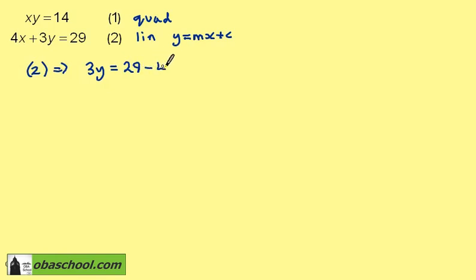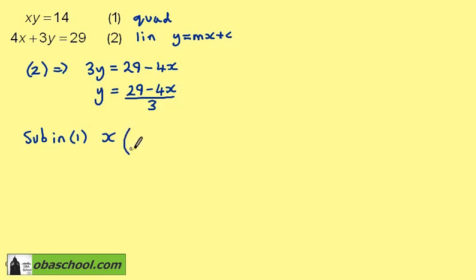So subtracting 4x from both sides gives us this, and then dividing both sides by 3 we get y equals 29 minus 4x over 3. This can then be substituted into equation 1. So we write down the x, and instead of y we write down this expression, 29 minus 4x over 3, and that's equal to 14.